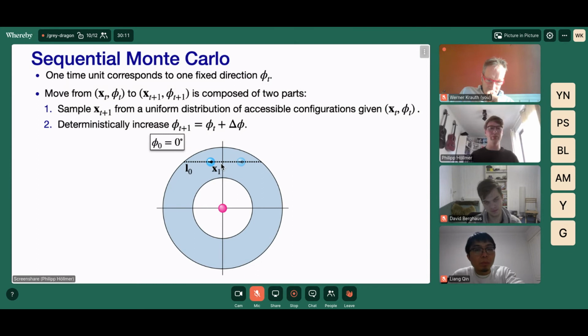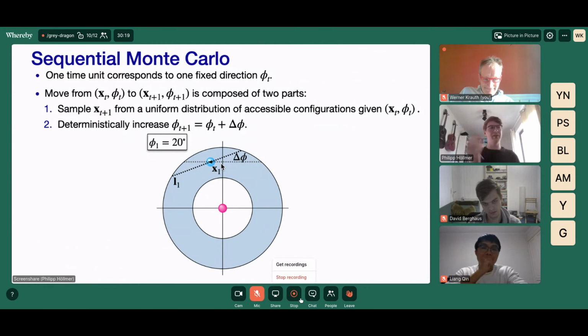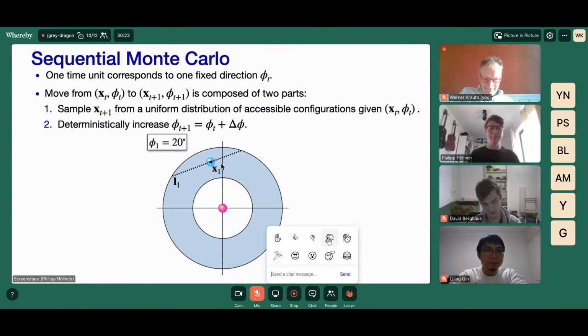Now we have to rotate the direction. For this, we use the new position x1 as the center of rotation, and we just rotate L0 by 20 degrees, so that we get a new line L1.